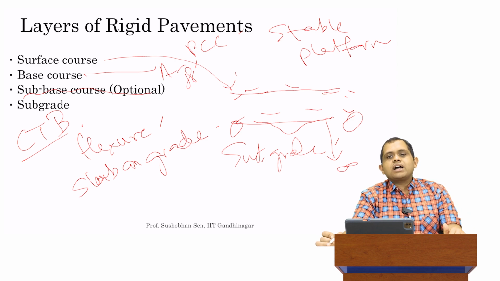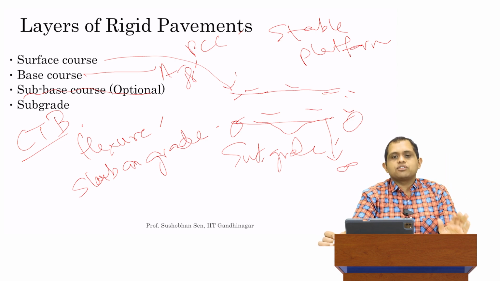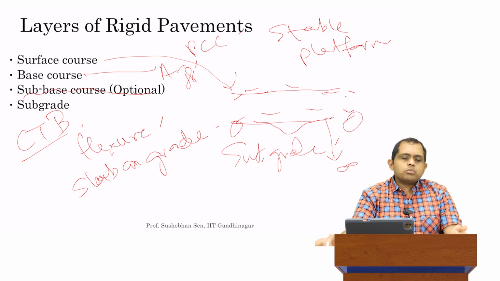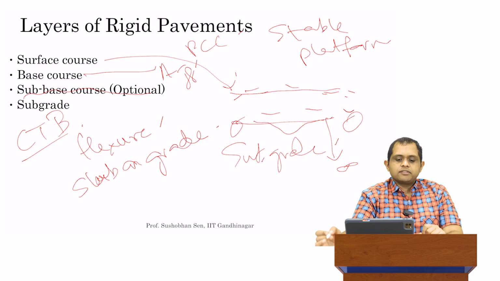And that basically depends on how thick a layer you want and how stable a construction platform you want. So sub-base course is optional. You have it sometimes, you don't have it other times. Base course almost always. And then the base course is providing the platform on top of the subgrade. And on top of that, the concrete layer is laid. So that, in short, is the different layers in a rigid pavement.